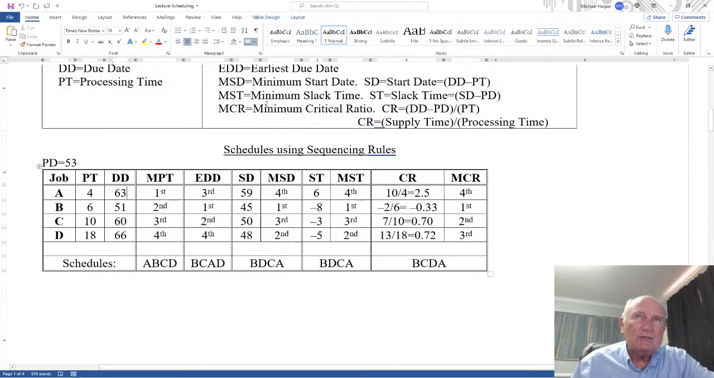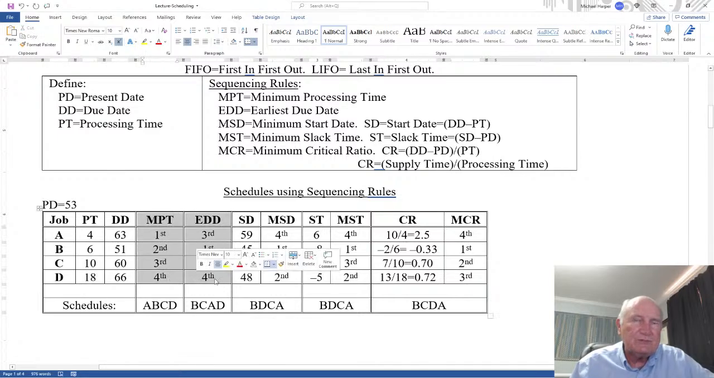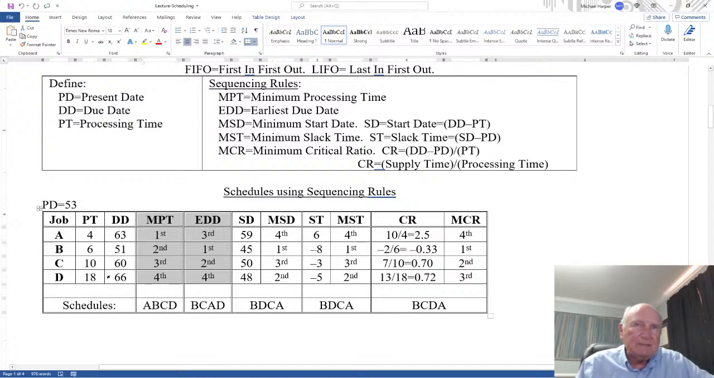Okay, well, the earliest due date simply is the smallest one, which is 51. That'll be the first job in the earliest due date schedule. The next highest is 60. That's the second job. The next highest is 63. That's the third job. And then 66 is the fourth. So notice the MPT rule and the earliest due date are not the same schedules. MPT is A, B, C, D. Our earliest due date is B, C, then A, then D.